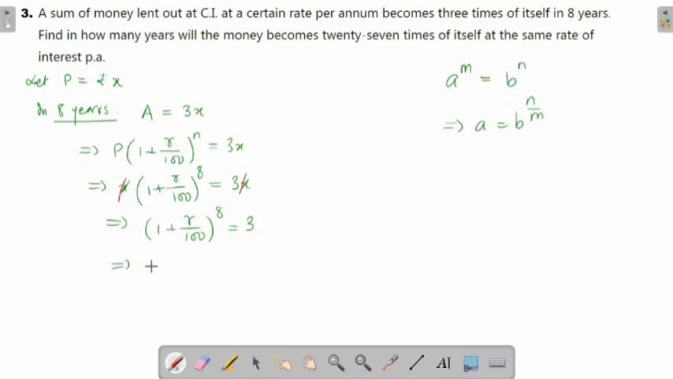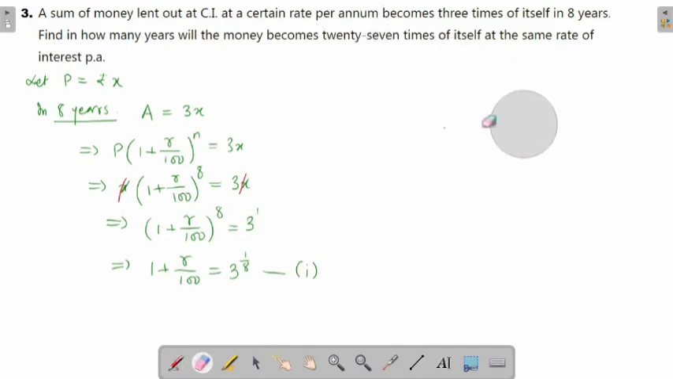In the same way, here you get 1 plus r by 100, keeping only this one, equal to 3 to the power... Basically, what is the power of 3 here? The power of 3 here is 1. So that 8 goes to the denominator and it becomes 3 to the power 1 by 8. Let me call this equation number 1. I hope this is clear. You may note down this formula that I had written earlier. Fine.